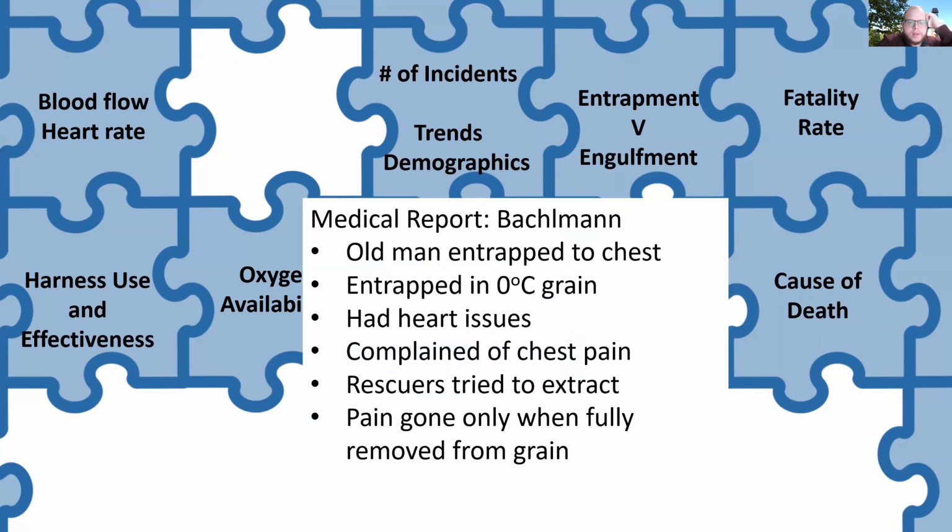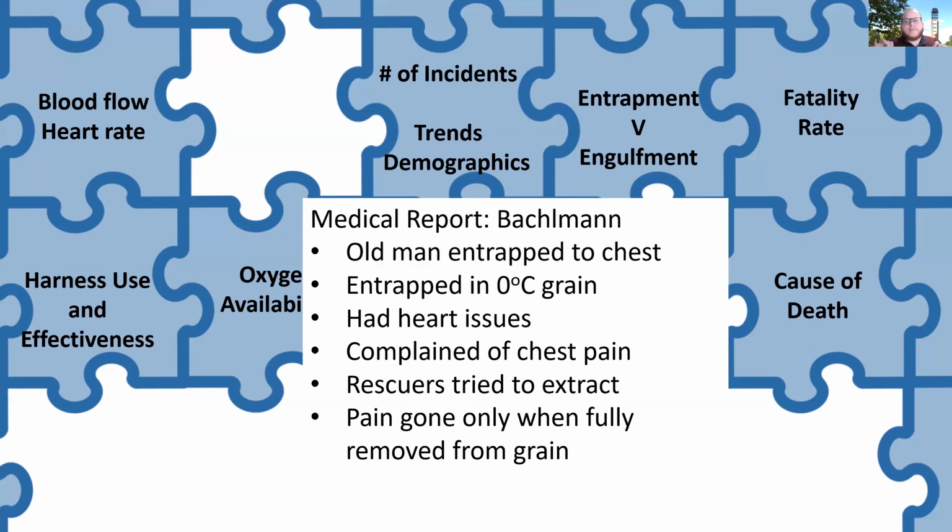And we have a report that was published by Backelman, where they followed a report, and they went into the scene of an old man entrapped to his chest. And he was entrapped in 0 Celsius grain, very cold grain. And he previously had heart issues. And so anytime the rescuers tied a rope around him, and anytime they pulled him up, he'd experience a lot of chest pain. They tried to give him medicine so that they could still pull him up. It didn't work. Anytime they tried to pull him up, he complained severely of chest pain. Finally, what they did is they put a barrel around him. They emptied all that grain around him, and finally, when they emptied out that grain, the pain was gone.